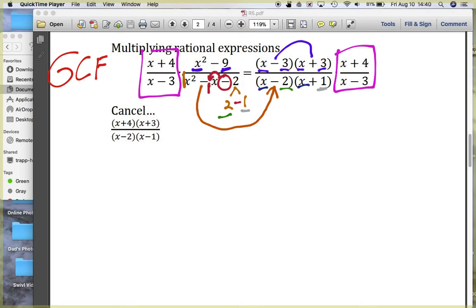Then, for multiplying, all you have to do is cancel the things that are the same on top as they are on bottom. So, you see that there's an x minus 3 here and an x minus 3 here. They cancel. Now, x plus 3, there isn't an x plus 3. X plus 4, there isn't an x plus 4. So if nothing else cancels, I just take those extra pieces. The plus 3 comes down, and I can't see my arrow, sorry. And the 4 comes down.